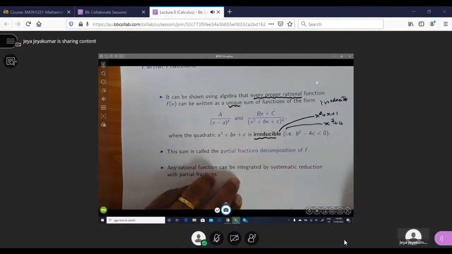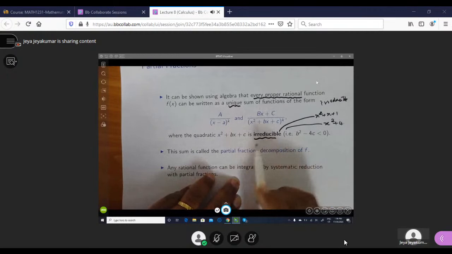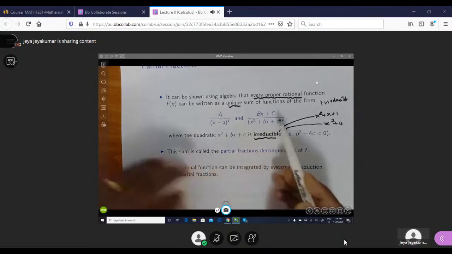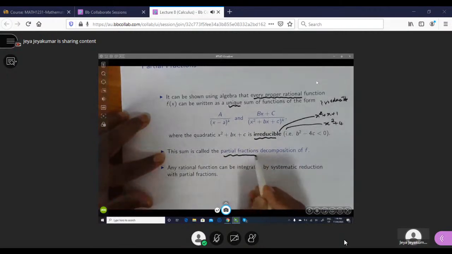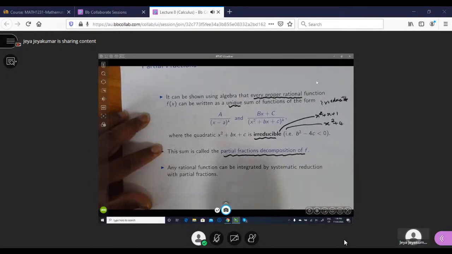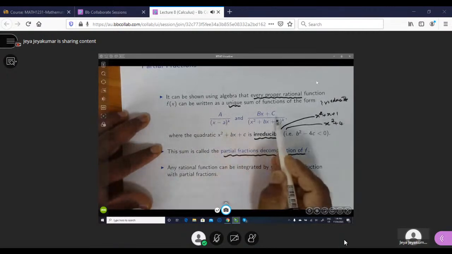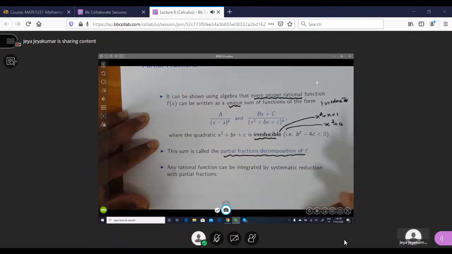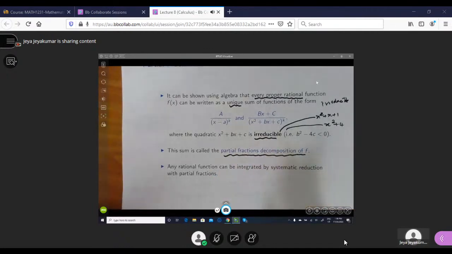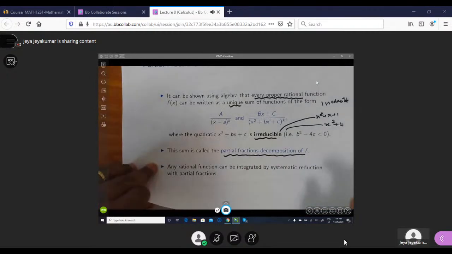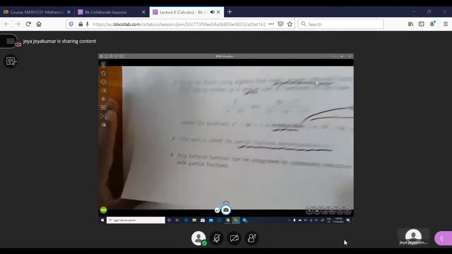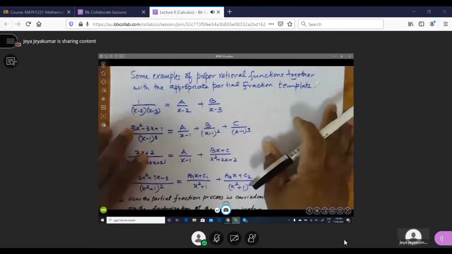Now I'm going to give you some examples of how the decomposition of the sum will look. So this sum is called the partial fractions decomposition of a function f. So if you have a proper rational function, we can decompose it into partial fractions of this type here. Then we can easily do the integration of these simple fractions. Let me give you a template of examples of decomposition, and then I will go through all the examples later on. Here is the template. You don't need to take it down. Have a look at this here.